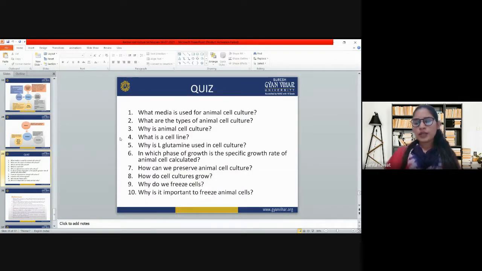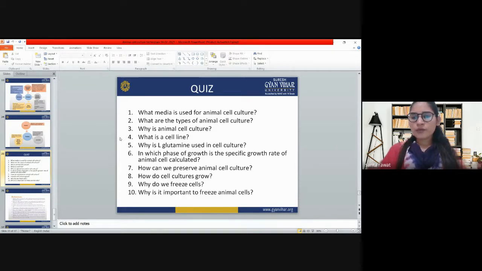Now we have some questions that are related to this lecture. So while going through the lecture, you are easily able to answer these questions. So what media is used for animal cell culture? What are the types of animal cell culture? What is animal cell culture? What is a cell line? What is L-glutamine used for in cell culture?